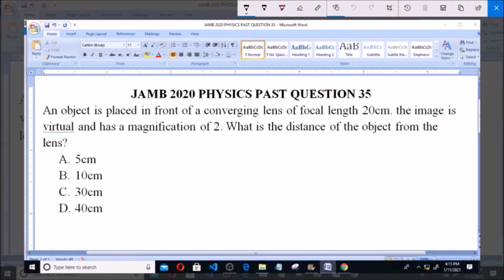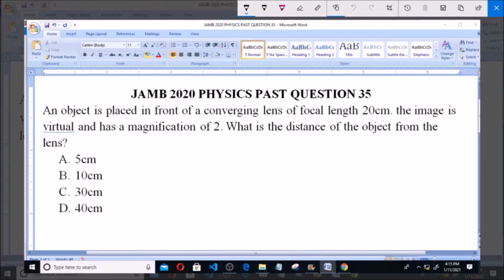Jamb 2020 Physics Past Question 35. An object is placed in front of a converging lens, that's a convex lens of focal length 20 cm. The image is virtual and has a magnification of 2. What is the distance of the object from the lens?